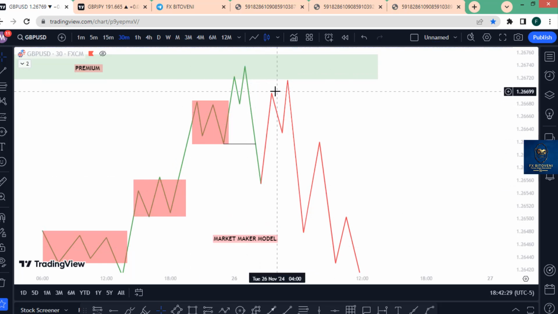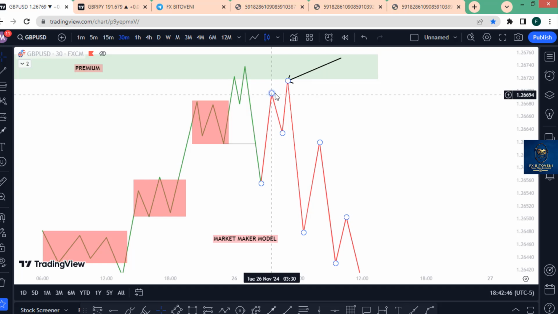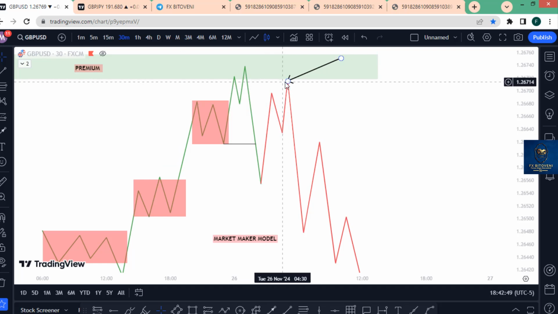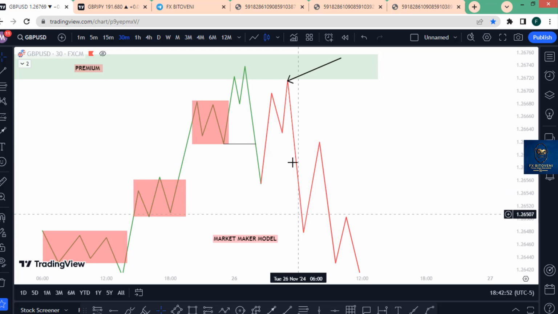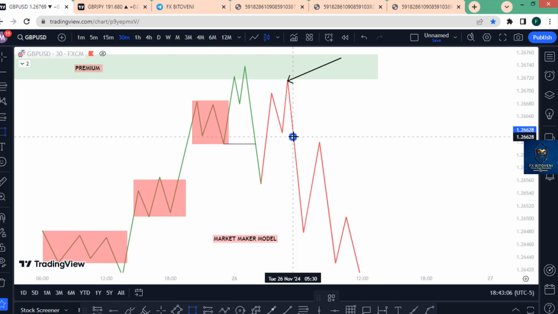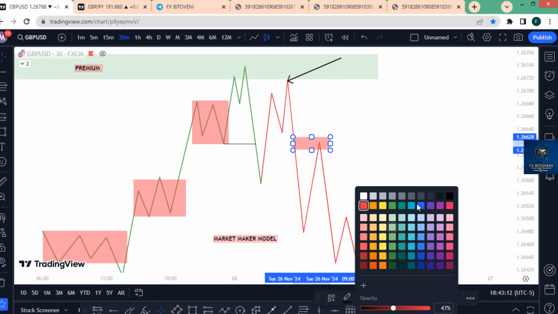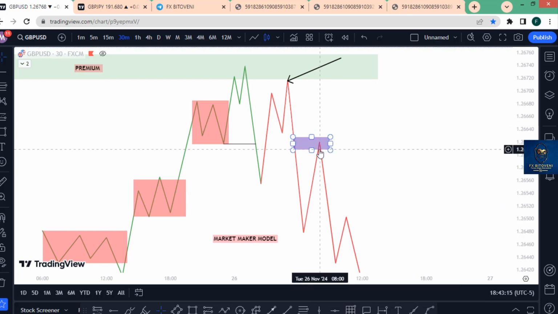Then after creating a pullback, your first entry is here if you are able to grab it. Now after the market creates another push to the downside, there will be another pullback forming. Where is this pullback heading to? It will be seeking a fair value gap or imbalance resting here. Assume that there is imbalance there. After searching this imbalance, it must also test a mitigation block.